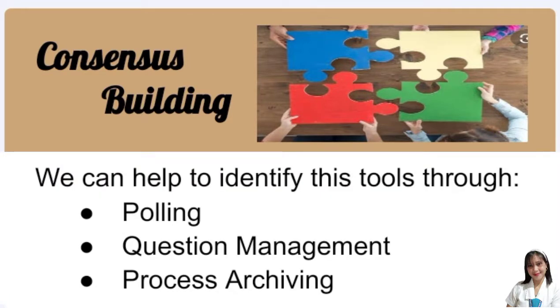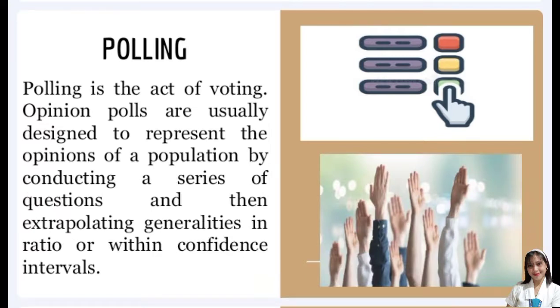We can help to identify these tools through polling, question management, and process archiving. So, let's define first what is polling. Polling is the act of voting. An example of polling is opinion polls. Opinion polls are usually designed to represent the opinions of a population by conducting a series of questions and then extrapolating generalities in ratio or within confidence intervals. A person who conducts polls is referred to as a pollster.